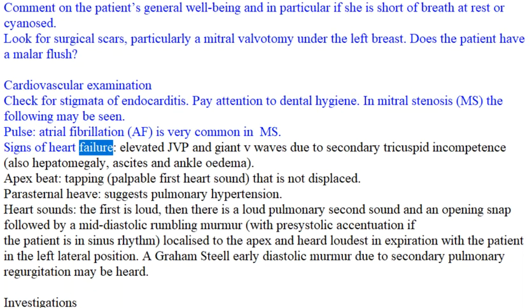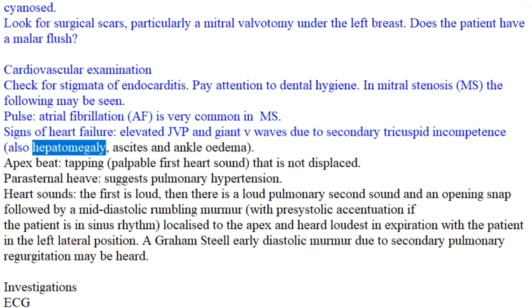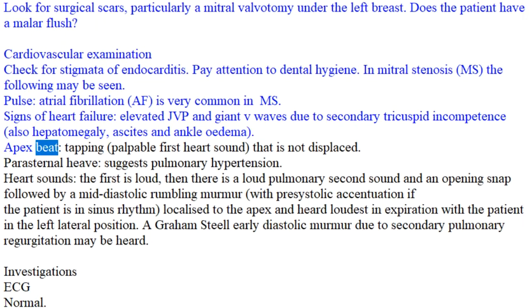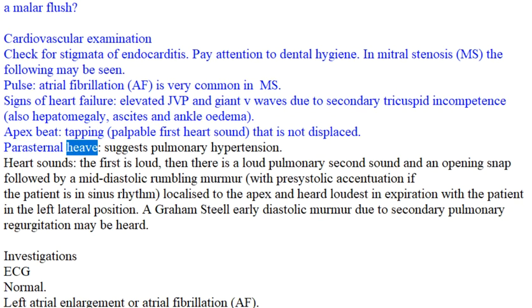Signs of heart failure, elevated JVP and giant V waves due to secondary tricuspid incompetence, also hepatomegaly, ascites and ankle edema. Apex beat, tapping, palpable first heart sound, that is not displaced. Parasternal heave, suggests pulmonary hypertension.